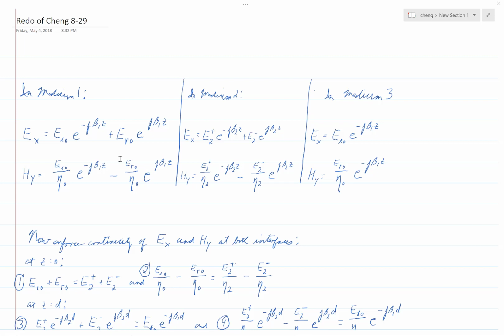The main thing to notice here is that this first term is the electric field of the forward traveling wave. The second part is the electric field of the reverse traveling wave. This is the magnetic field of the forward traveling wave in region 1.